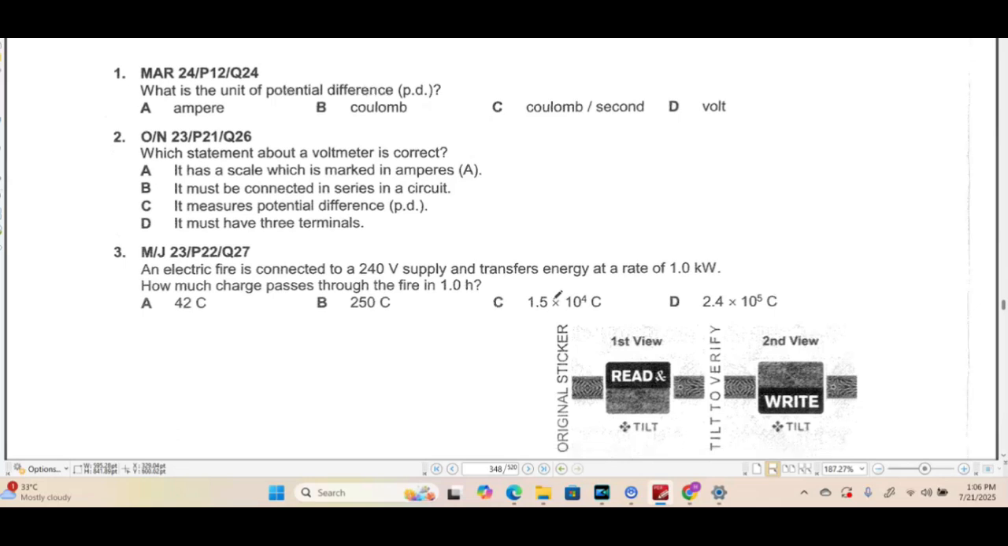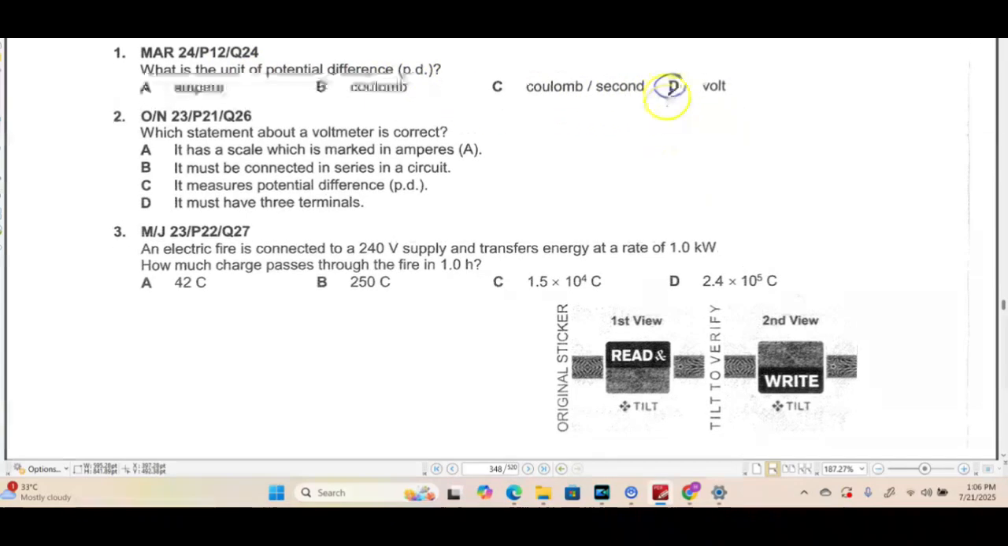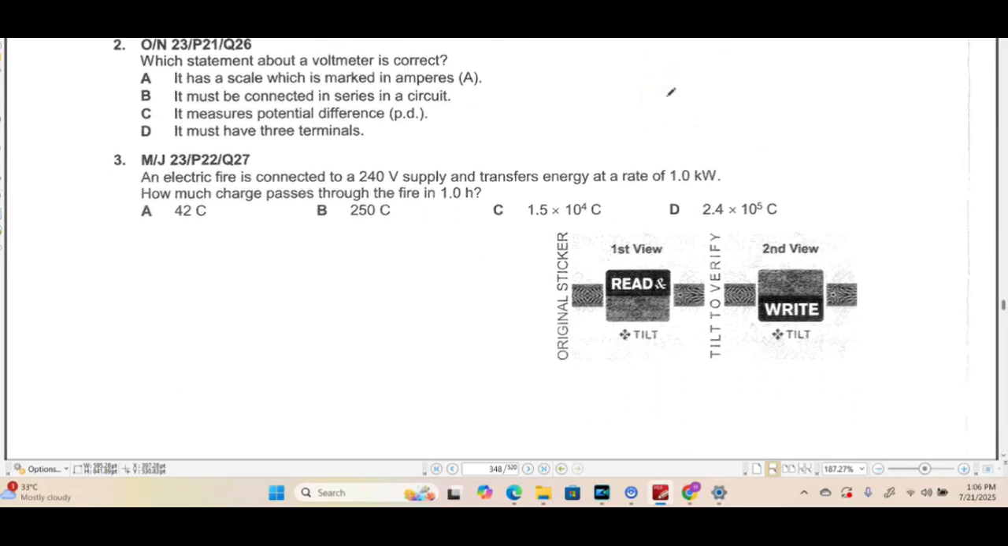Question number 1. What is the unit of potential difference? The unit of potential difference is volt. Question number 2. Which statement about a voltmeter is correct? It has a scale which is marked in amperes. No, voltmeters measure voltage, so it has a scale marked in volts.